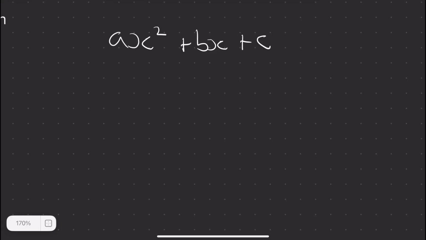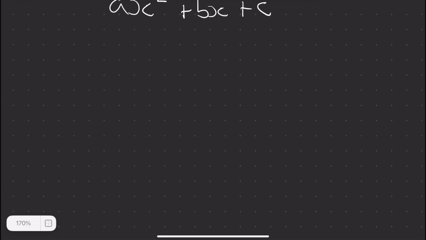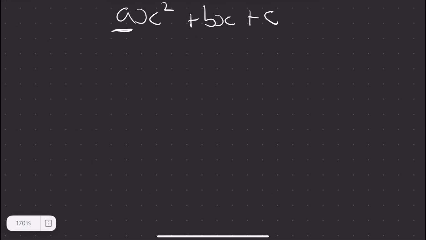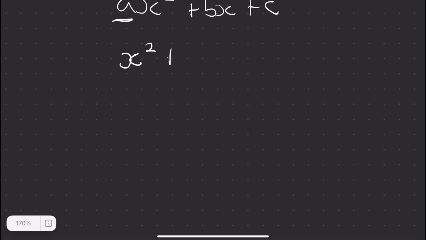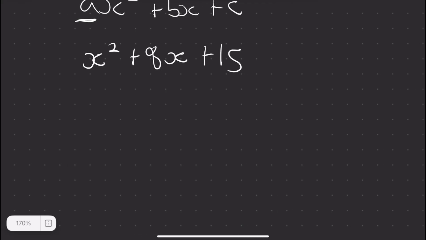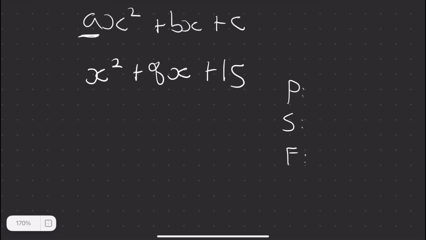When we want to factorize trinomials now, so these are going to be expressions in the form of ax squared plus bx plus c, we need to account for whether they are monic or non-monic. So for example, for a monic trinomial, monic means that this a term is equal to 1. For example, x squared plus 8x plus 15. We want to use the PSF method, so product, sum, factor. Essentially, we want two numbers that form the product of c and give a sum of b.